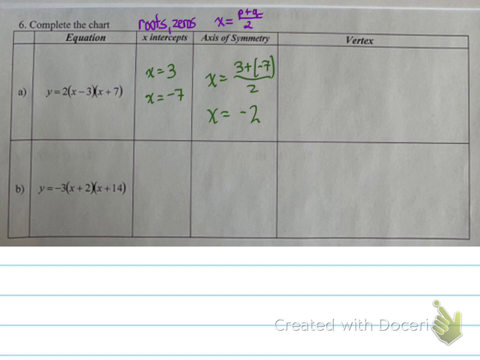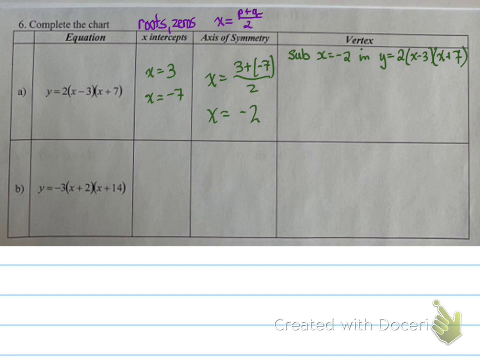Next, we need to find the vertex. How do we find the vertex? Well, folks, we need to sub. What do we sub? We sub our axis of symmetry, because remember that's our h value, into the equation y equals 2, bracket x minus 3, bracket x plus 7. We already have the equation. We just need to find the k value. This is my h. Okay? And now we need to find the k.